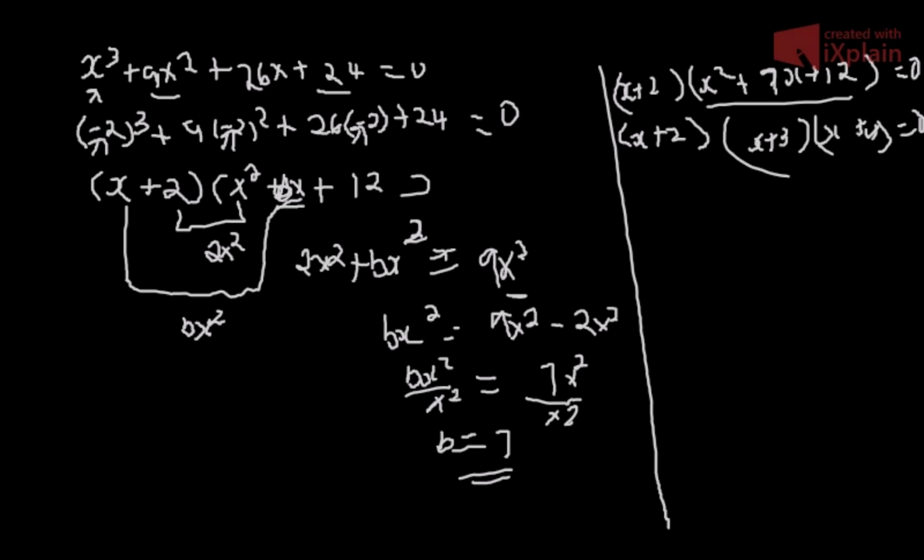This is the factorization of this, because 3 plus 4 is 7, 3 times 4 is 12, so it's proper. Now x is equal to negative 2, the other x is equal to negative 3, the other x is equal to negative 4. So we got all 4 axes. We got all 4 axes.